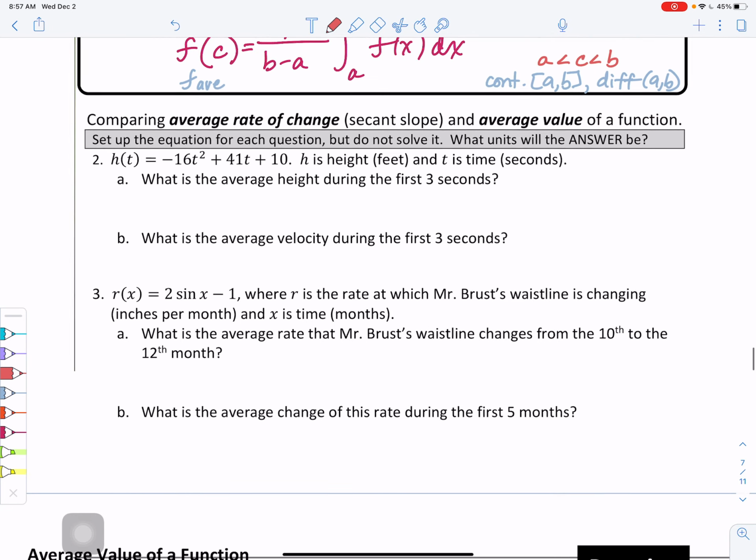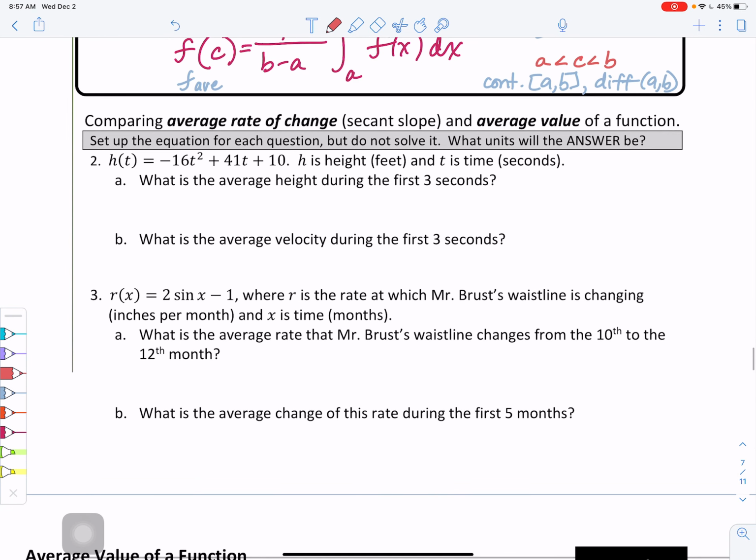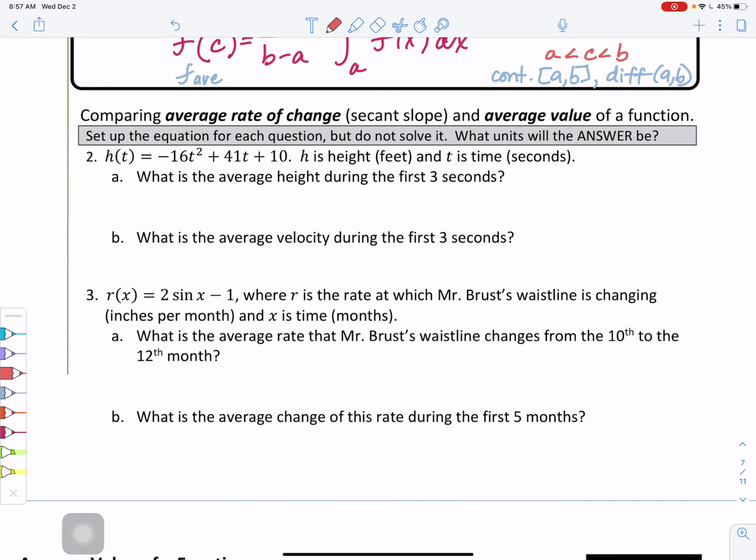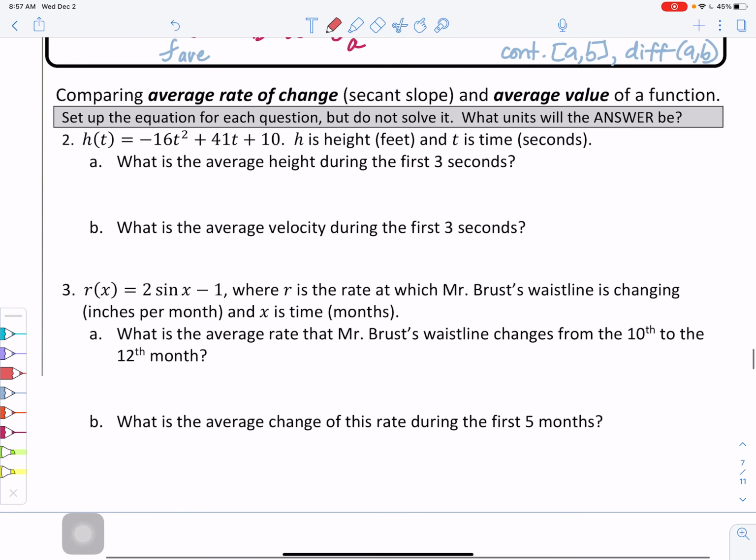Okay, let's go ahead and compare the average rate of change and the average value of a function. This is a great problem to talk about. So we have h of t is equal to negative 16t squared plus 41t plus 10. h is the height in feet, and t is the time in seconds. We are not solving this. We are just setting it up for each question. And then we'll also talk about the units.